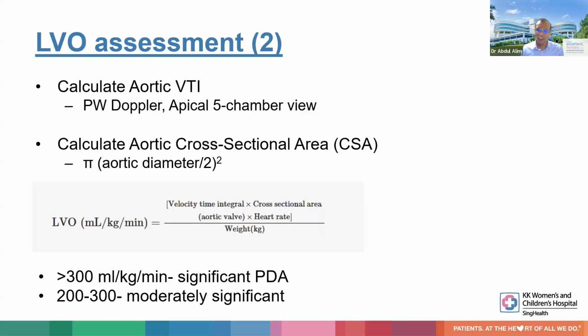In a large hemodynamically significant PDA, the left ventricular output is quite high because of the increased stroke volume and increased heart rate. The normal values are about 120 to 200. In a moderately significant PDA, it can be about 200 to 300. In a large PDA with a large shunt, the LVO can be more than 300 ml per kg per minute.